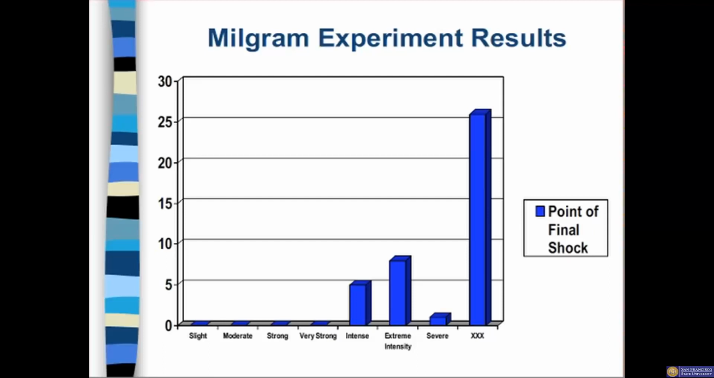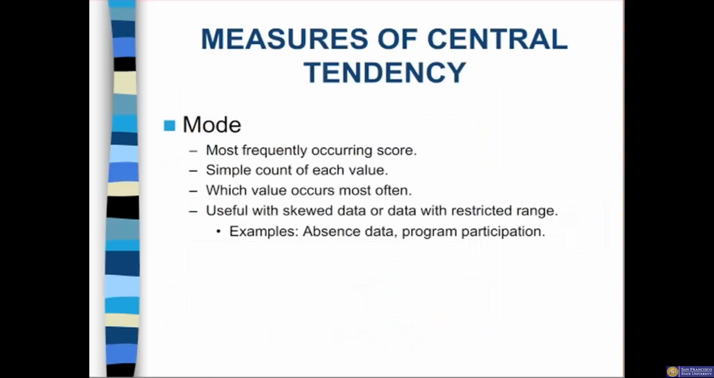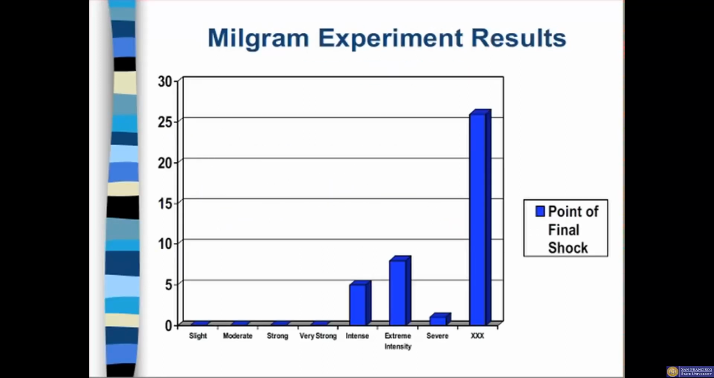In order to understand a distribution, we have several descriptive statistics. First off is the mode. This is the most frequently occurring score in your data. So it's a simple count of how many responses were provided for each scoring option. It can be useful, especially if your data is skewed or if your data has restricted range. In the prior example, we could see that in Milgram's distribution, the mean might not be a good description here. However, we could describe that the most frequent response was XXXX.